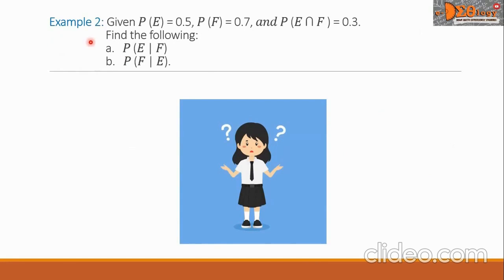Let us have example 2. Given P of E equals 0.5, P of F equals 0.7, and P of E intersect F equals 0.3. Find the following. Letter A, P of E given F, and letter B, P of F given E.